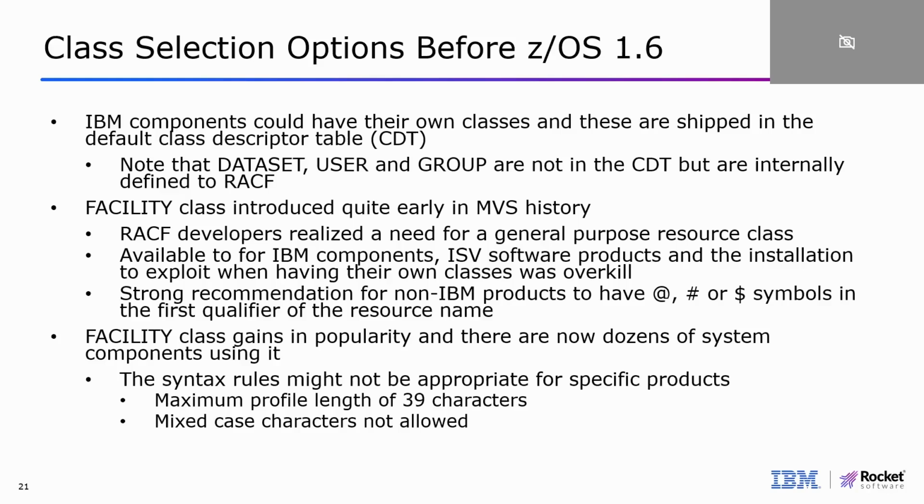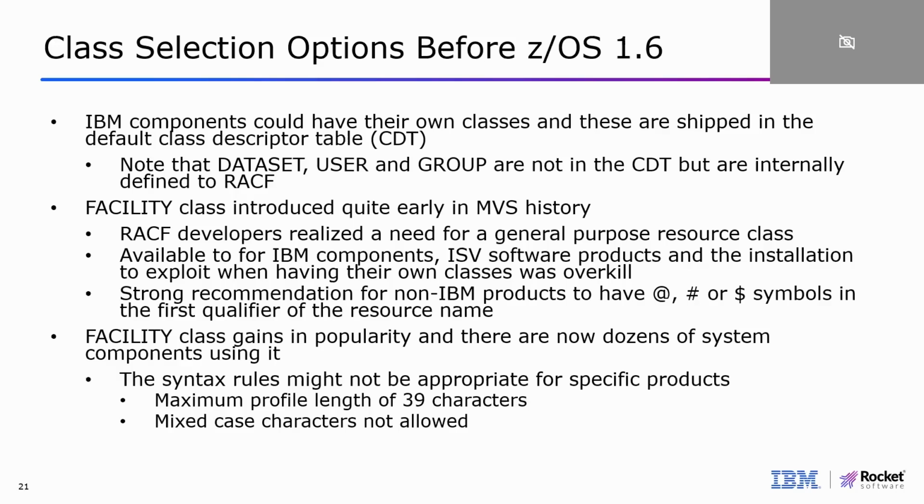Okay, and over time, facility class gained popularity, but it had a couple of restrictions. The syntax rules might not be appropriate. The most obvious one is the maximum profile length of 39 characters. So if you have come up with your well-designed profile name template, and then you realize you could go beyond 39 characters, then you're out of luck if you want to use the facility class, okay? So what would happen then is that you'd probably have to go about getting another class.